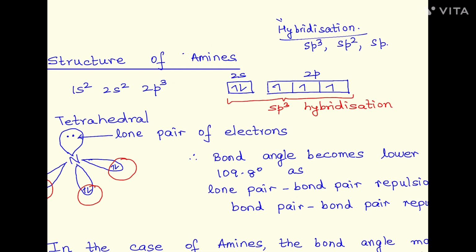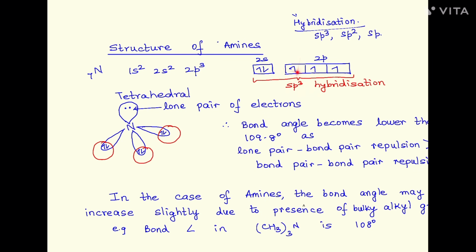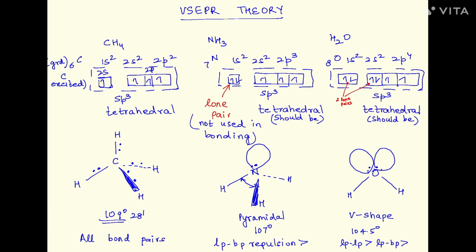hybridization in great detail. So when it undergoes sp3 hybridization, the structure that we have is a tetrahedral one. But remember, we have a lone pair of electrons over here, and lone pair bond pair repulsion is greater than bond pair repulsion. Yes, all this has been explained under VSEPR theory on the channel as a separate video.